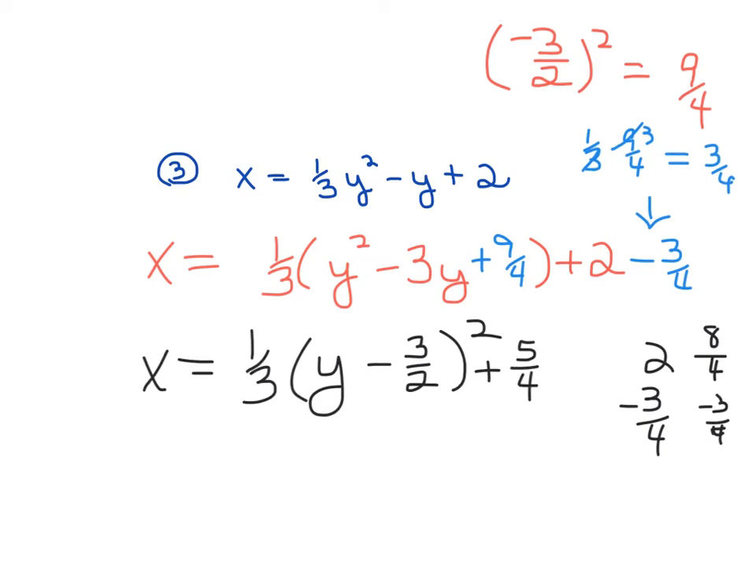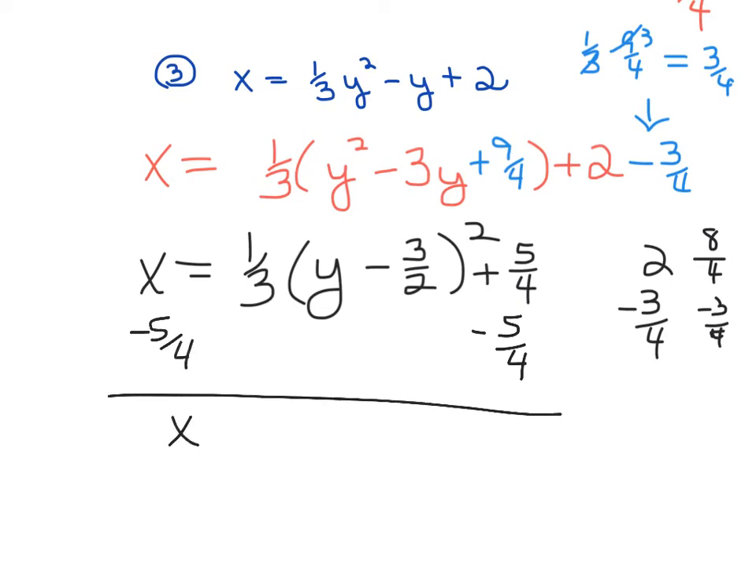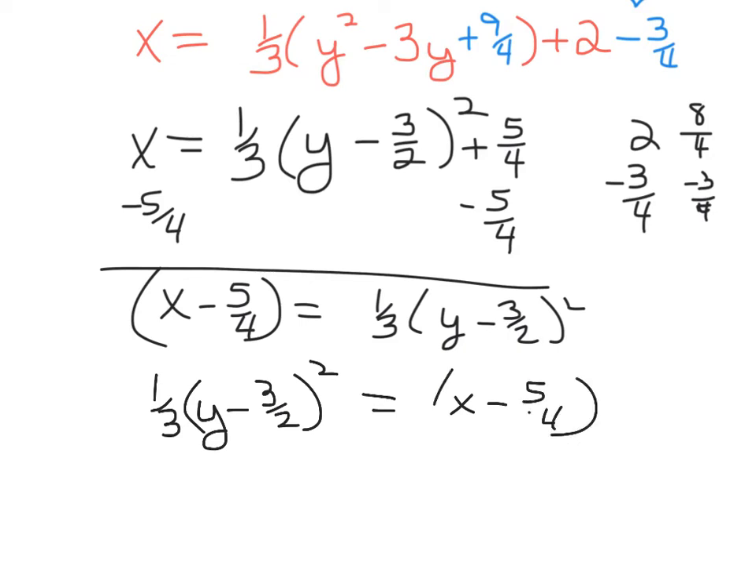Again, I need it in the right form. So now I need to move the 5 over 4 to the other side. So subtract it. So x minus 5 over 4. And then I still have the 1/3 y minus 3/2 squared. Again, I want to flip-flop it because I want the squared term on the left. So 1/3 y minus 3/2 squared equals x minus 5 over 4.